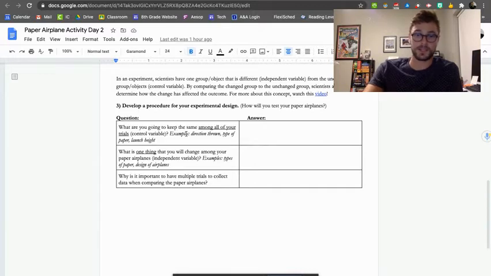And so some things to keep in mind as you go through these little tables are what are some things that you're going to keep the same among all of your trials. List everything that you can think of that you're trying to keep the exact same between all the different paper airplanes that you're testing. And then for the second piece, what is one thing that you're going to change among your airplanes? So we obviously want to know which one is best. So you have to change one thing between all of your paper airplanes.